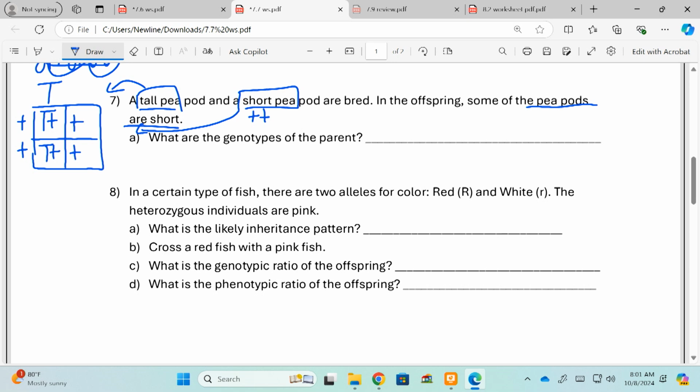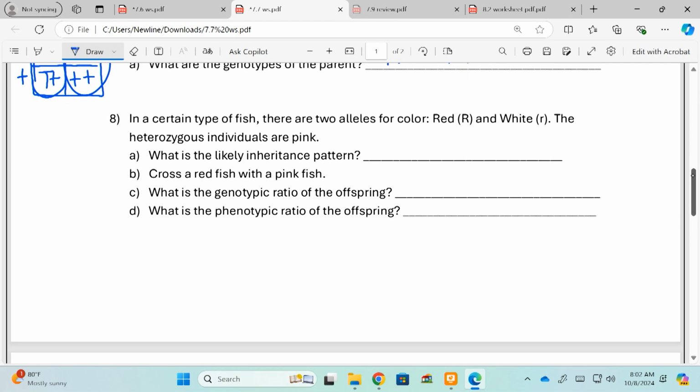Okay, so right now, neither of these two are going to be short, right? Both of these are tall on the left. So what could we put here that would give us some short offspring? Well, it's got to be a lowercase t, right? So let's fill that in. And so now in some of the offspring, some of them are short. And so that means that this is the correct genotype for that parent. So this cross was really a heterozygous by a homozygous recessive. So that's the answer for number 7. Okay, let's keep it going.